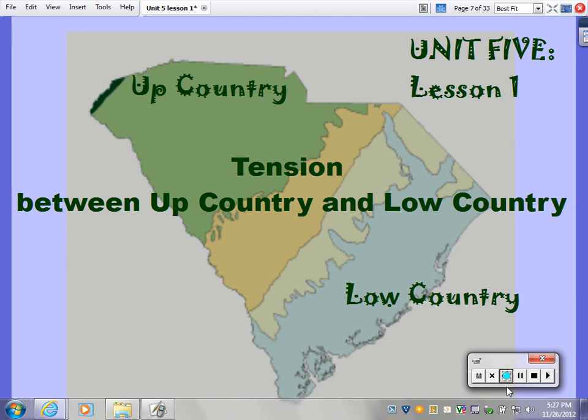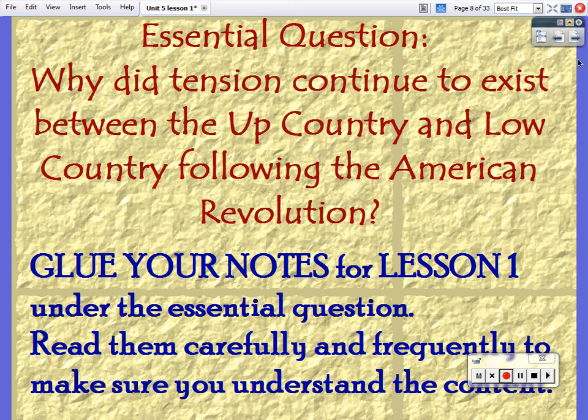Unit 5, Lesson 1, Tension between the Upcountry and Low Country. The essential question for this lesson is, why did tension continue to exist between the Upcountry and Low Country following the American Revolution?